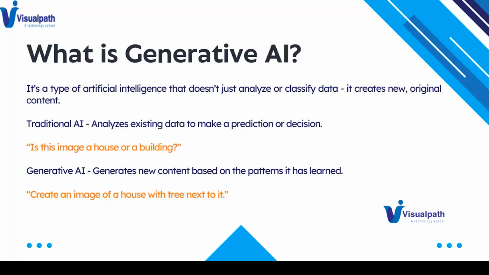For example, with traditional AI, you might ask, is my sales order available, or what is the status of my sales order? Or, is this image a house or a building? Based on the question, it will try to read the image and give you one response, whether it is a house or a building. But when it comes to generative AI, you say, create an image of a house with a tree next to it. In that case, it will create one image with a tree next to the house. So it will create the content. How does it create the content? It is based on the patterns it learned earlier from the data available to it.